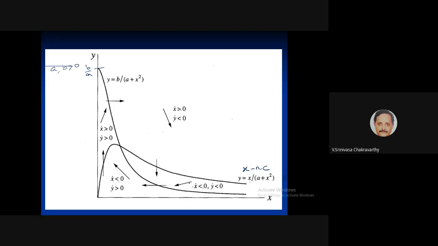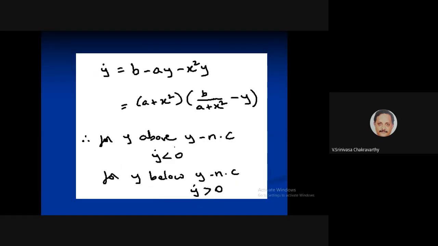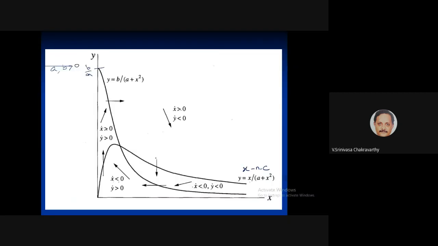Okay, so now let us look at the y null line. You have seen that in the case of the y null line, if you go above the y null line, y dot is negative, and below, y dot is positive. So this is the y null line. Above it means 2 regions. This is one region, y dot is negative. This is a second region, y dot is negative again. Contrarily, there are 2 regions below the y null line, and y dot is positive here.